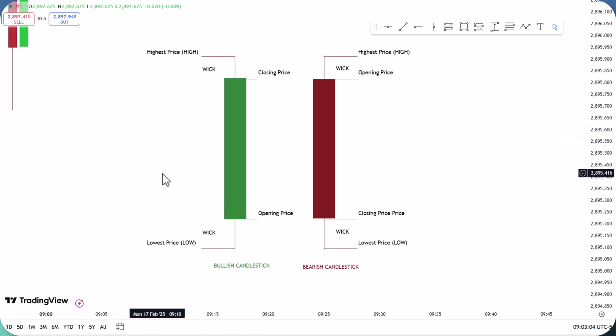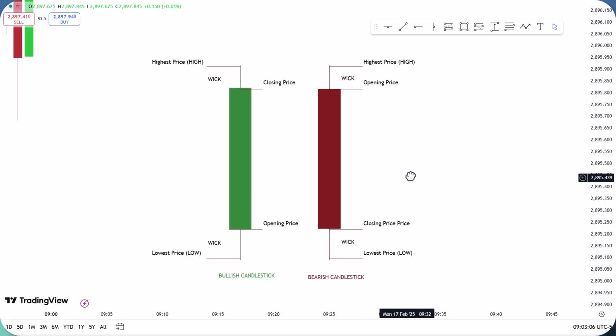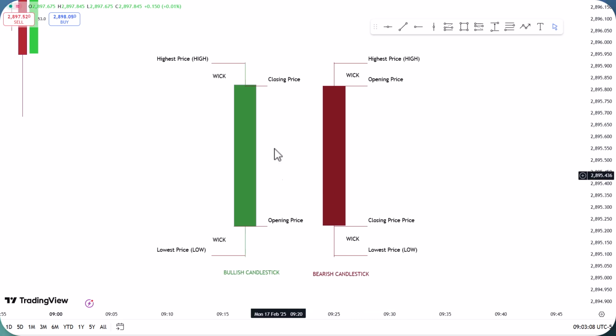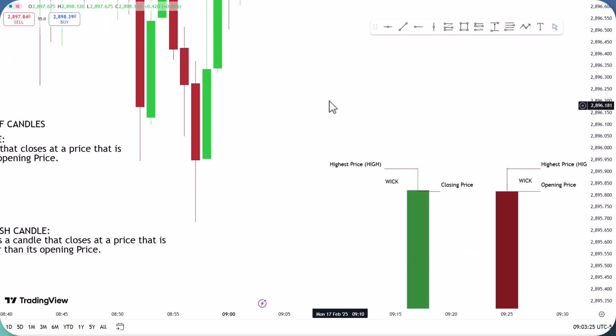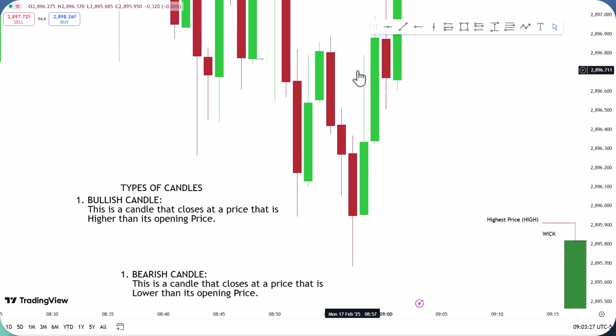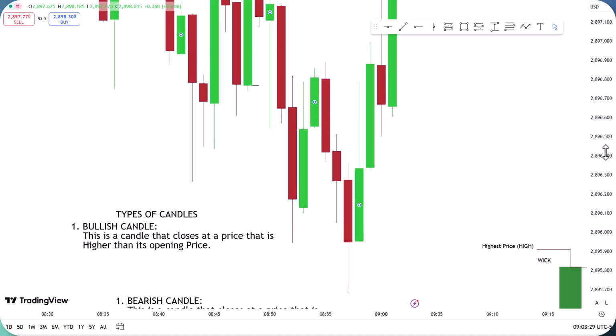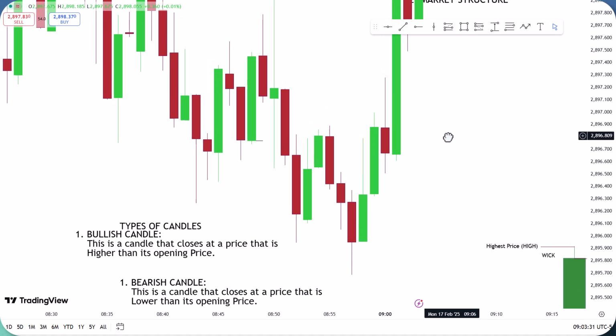Now I've created this image so that you can screenshot it perhaps to remember easily. So this is a bullish candlestick, this is a bearish candlestick. Now the color is actually not that important, because it's not on all charts that you would see a bullish candle represented by the color green or a bearish candle represented by the color red, right? Because you can easily change your colors on TradingView. So to be able to identify bullish and bearish candlesticks on the chart, you can simply choose the colors.